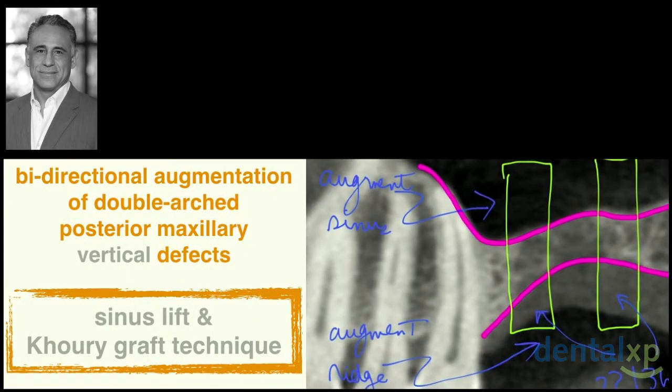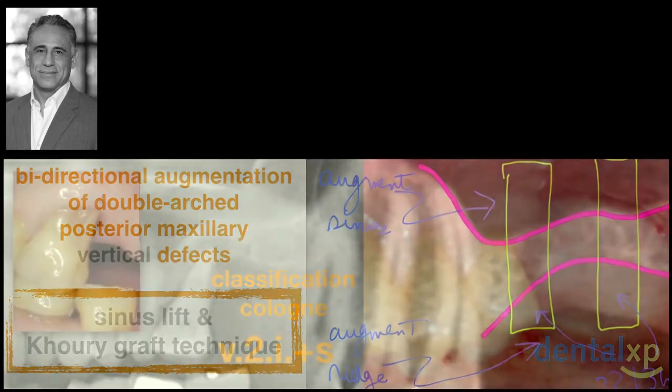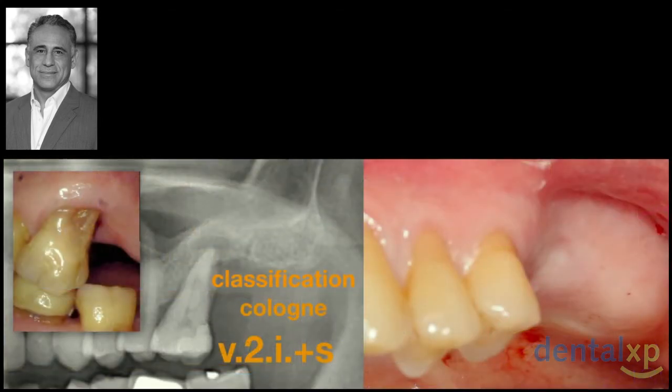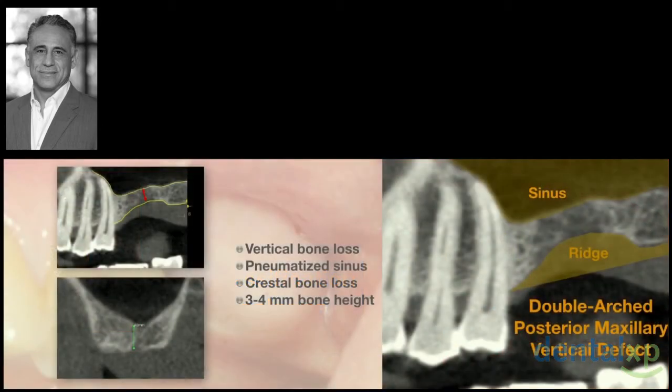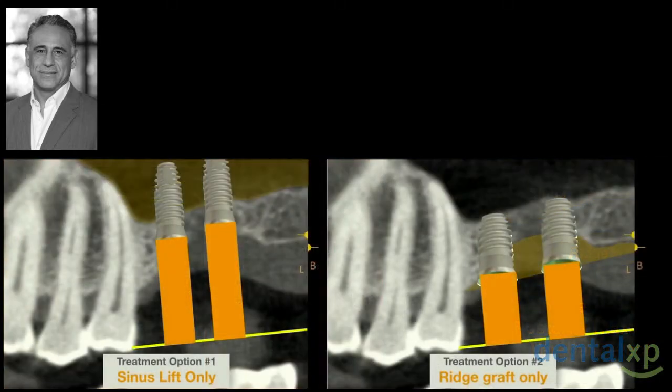Let's talk about this case where we have a bidirectional augmentation in a vertical defect, a combination of sinus lift from what I refer to as a Corey graft technique. A patient that basically presented with a large defect from a periodontal disease, and that tooth was extracted. We end up with a vertical bone loss, a pneumatized sinus. We have about 3 to 4 millimeters of bone height, and essentially what I refer to as a double arch posterior maxillary vertical defect. What are our options?